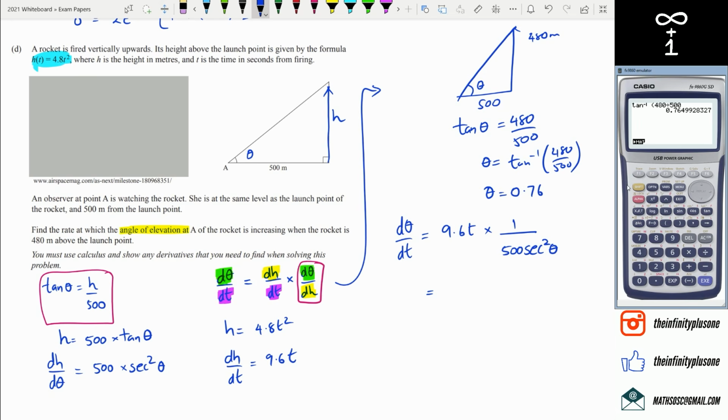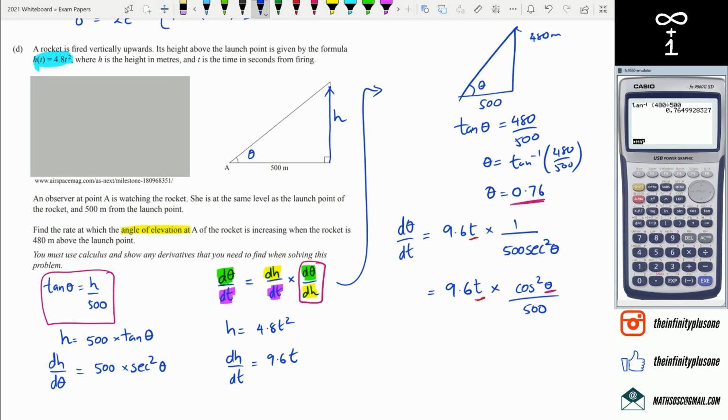Now sec squared theta is 1 over cos squared, so I can rewrite this as 9.6 t multiplied by cos squared theta over 500. Now here's a funny thing: I've got theta there, which is kind of covered, but what I don't have is t. So I need to figure out what t is when the height is 480 meters.